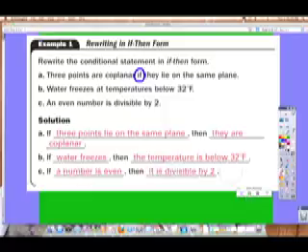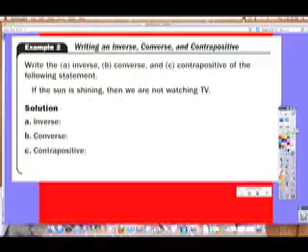Oh, this is great practice. Okay, so we've got this statement. If the sun is shining, then we are not watching TV. Kind of makes sense. Inverse, converse, contrapositive. So inverse, I would start practicing that notation. So go to your reference sheet. Can I get a hand in the air?